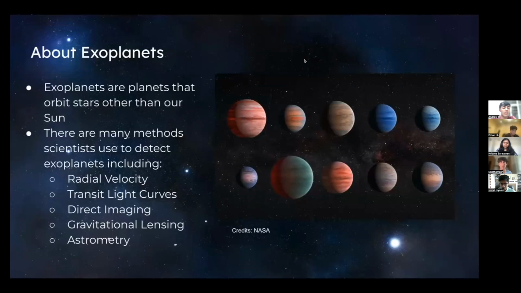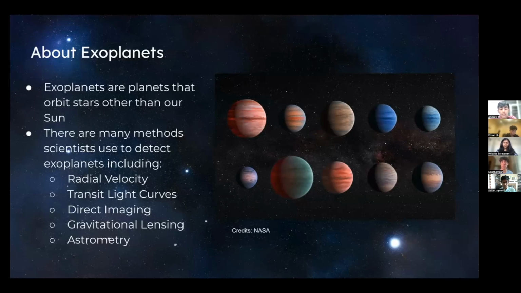First, let's dive into what exoplanets are. They're planets that orbit stars other than our sun. Now, there are many methods, but we're going to talk about the five most important. The first is radial velocity. Now, this is using the Doppler shift to derive information about its period and velocity.